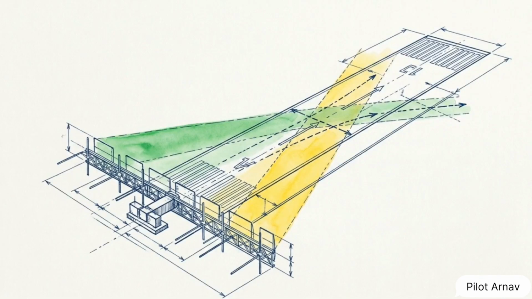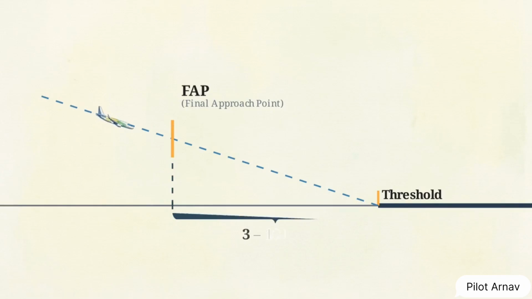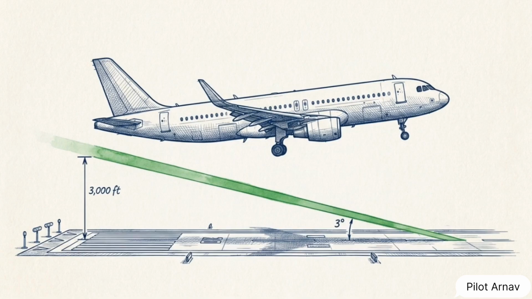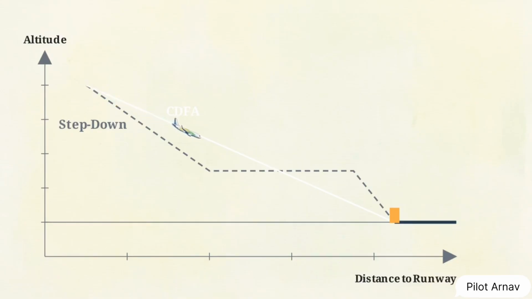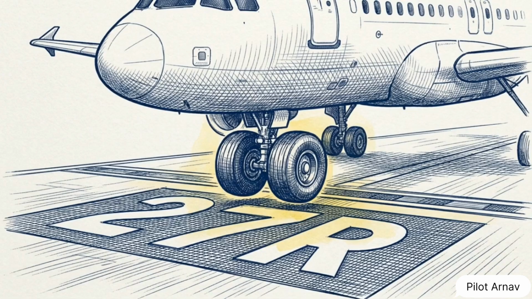Precision approaches, utilizing ILS or microwave landing systems, provide exact vertical and lateral guidance. The final approach point is established exactly 3 to 10 nautical miles from the threshold at an elevation of 1,000 to 3,000 feet, riding a fixed 3-degree MLS angle. Pilots can also execute a continuous descent final approach. This is a non-precision technique requiring a constant rate of descent flown without leveling off until the aircraft is exactly 50 feet above the runway threshold.